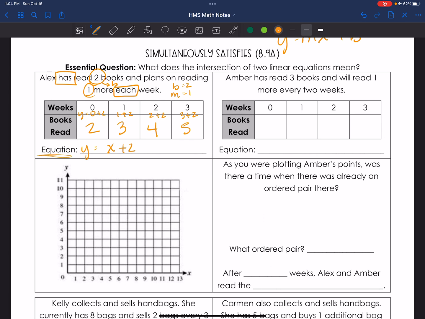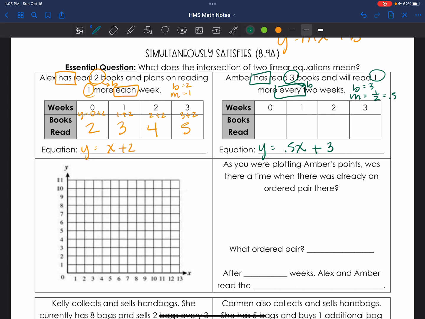Next linear equation. So this is my first equation. Now I'm working on my second equation. Amber has read 3 books. So since she's already done it, I know that that's b. So b in this case is 3. And she'll read 1 more every 2 weeks. So m equals 1 every 2, which we know to be half, 0.5. So in this case, my equation is y equals 0.5x plus 3.